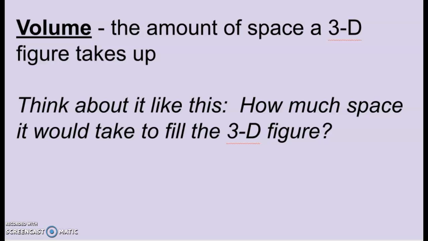So just so we are all on the same page, let's think about what volume really is. Volume is defined as the amount of space a three-dimensional figure takes up. Think about it like this: how much space would it take to fill that particular three-dimensional figure?